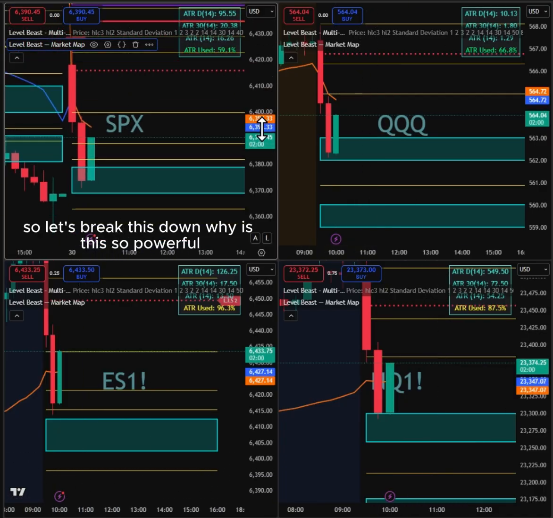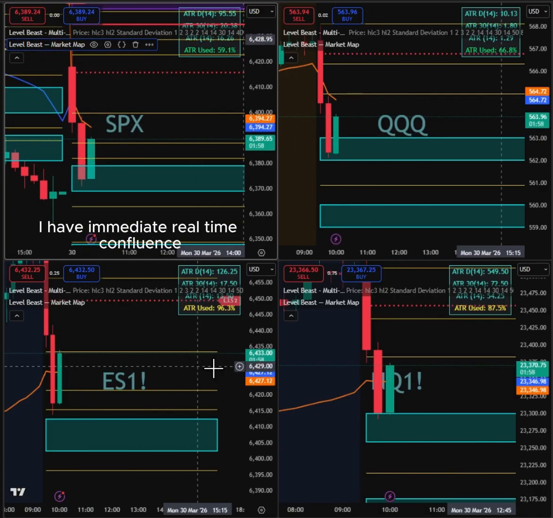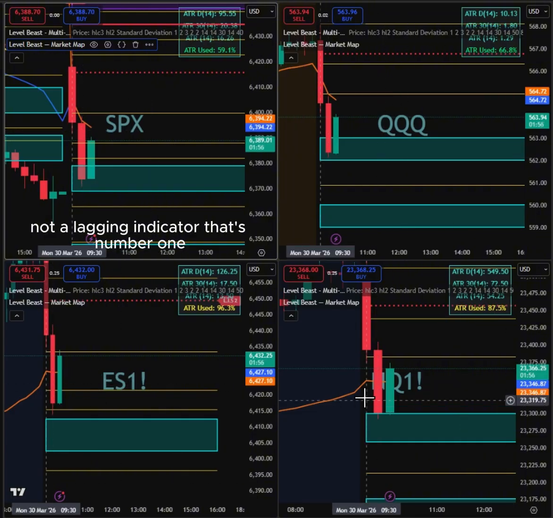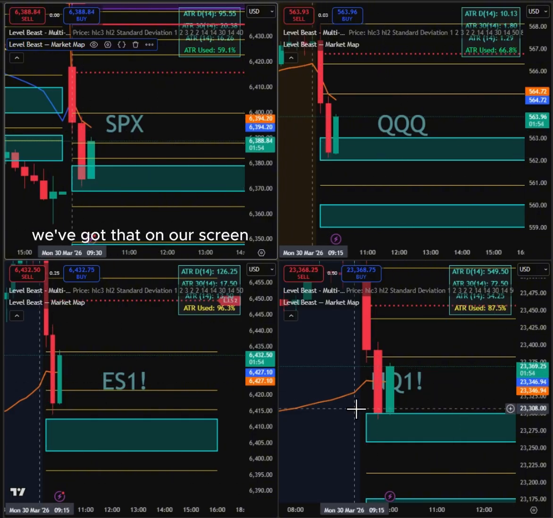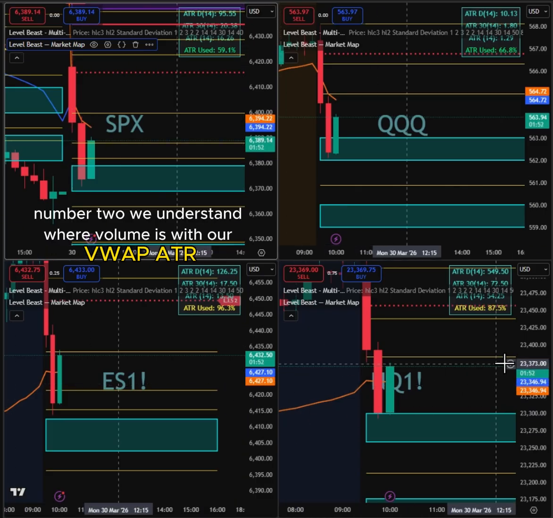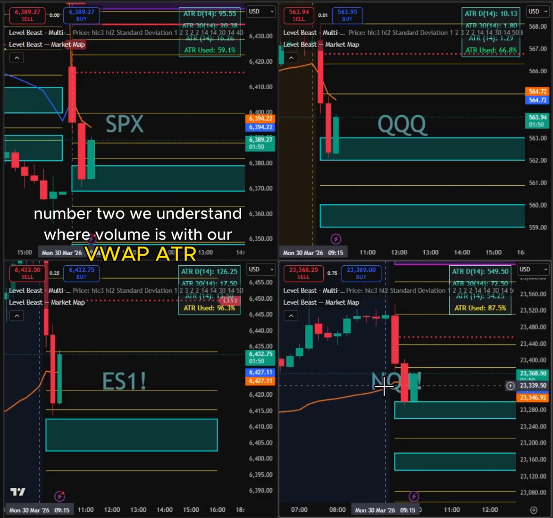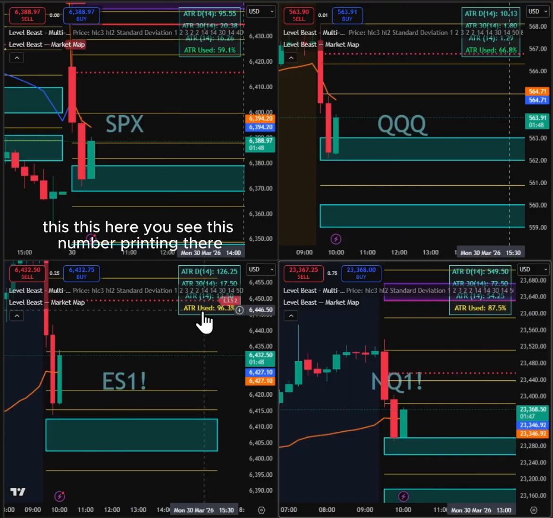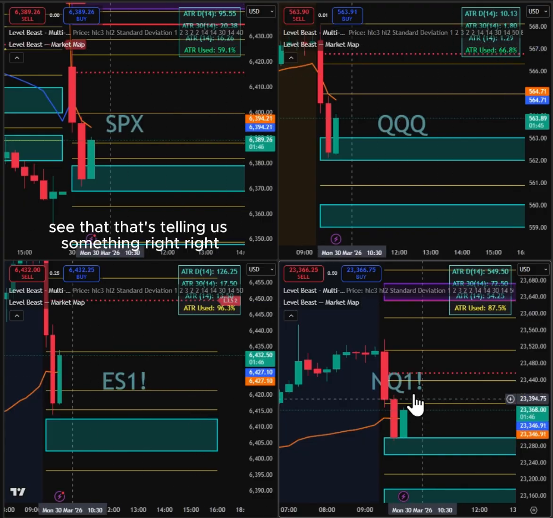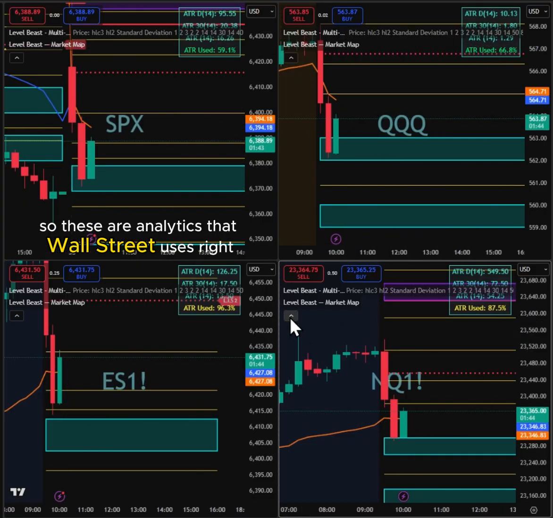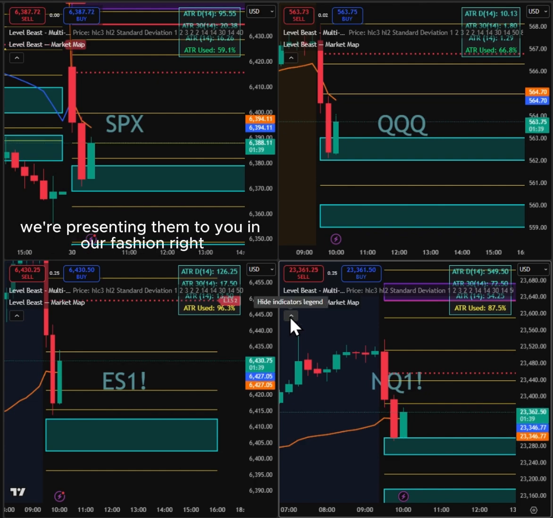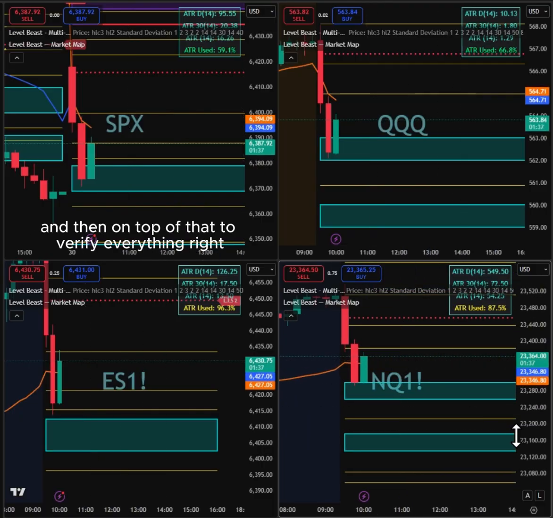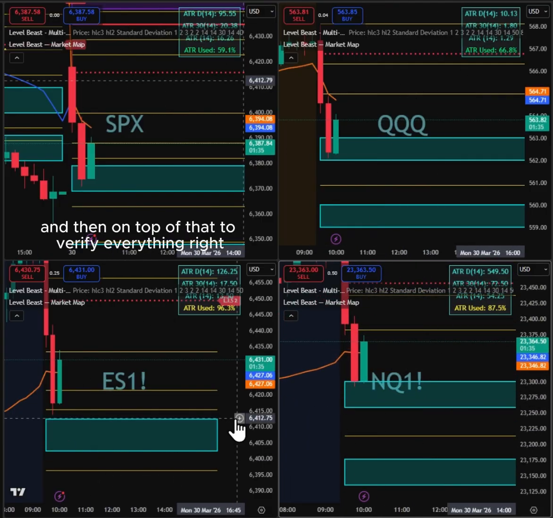Why is this so powerful? I have immediate real-time confluence, not a lagging indicator. That's number 1. We've got that on our screen. Number 2, we understand where volume is with our VWAP ATR. You see this number printing there? That's telling us something, right? These are analytics that Wall Street uses, and we're presenting them to you in our fashion. They're working together. And then on top of that, to verify everything, right?